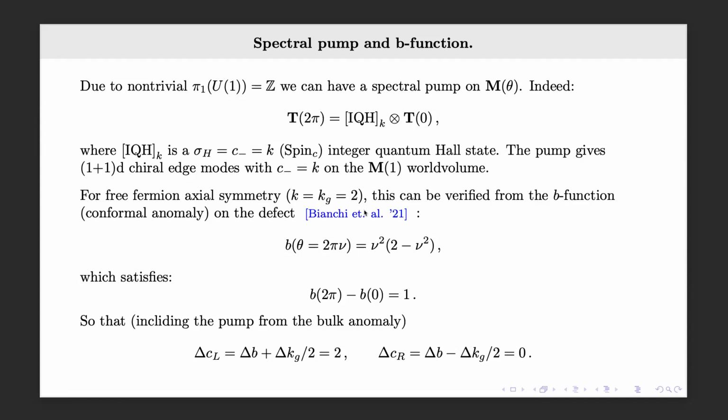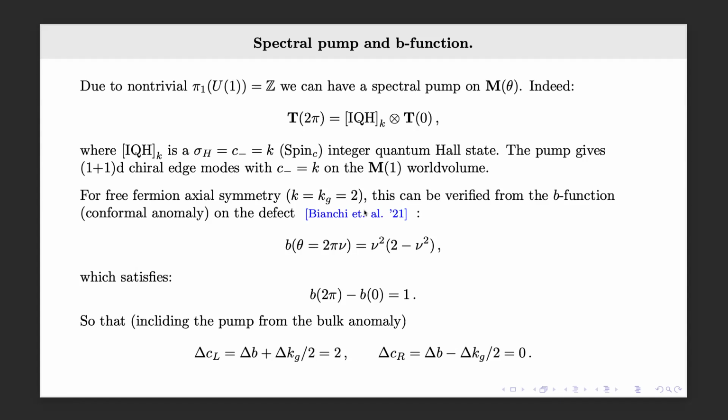So the b function is just the coefficient of the Weyl anomaly on the defect. If I take the Weyl transformation of the defect effective action, the coefficient will be 24 pi times b. This is just the Weyl anomaly on the defect. This has been computed in some older work for the vector symmetry. You can do it for the axial symmetry essentially, and it has this fun form.